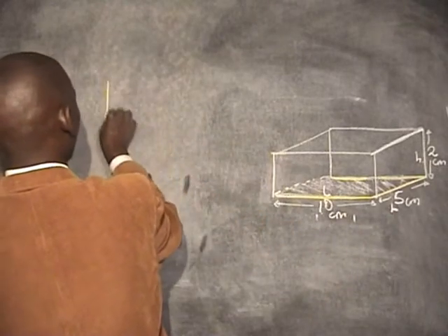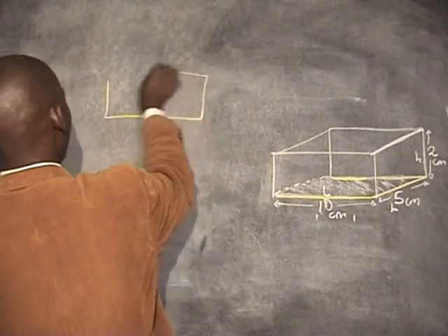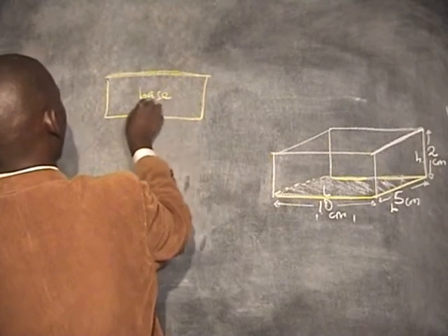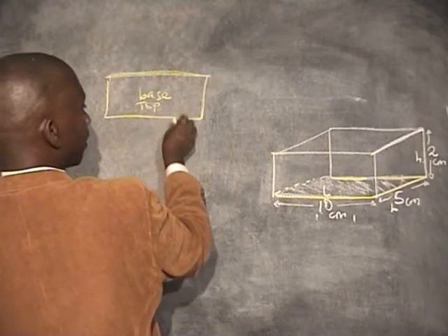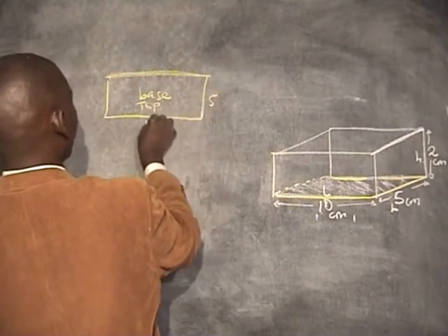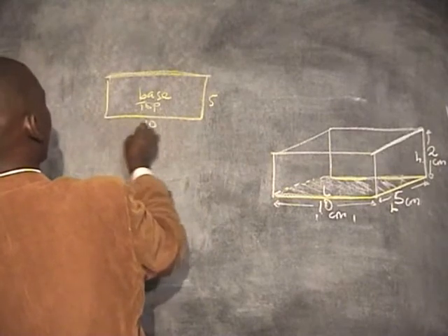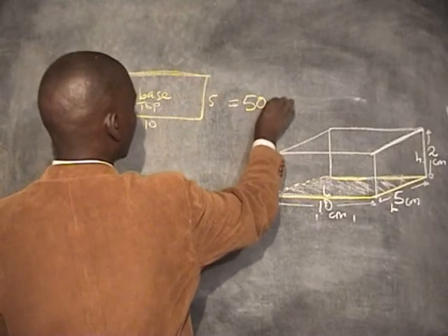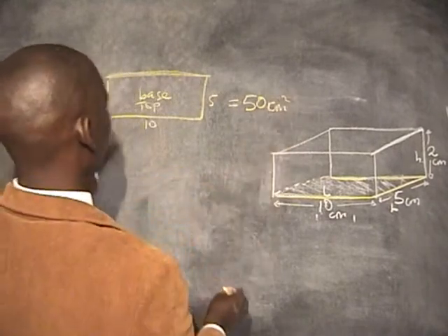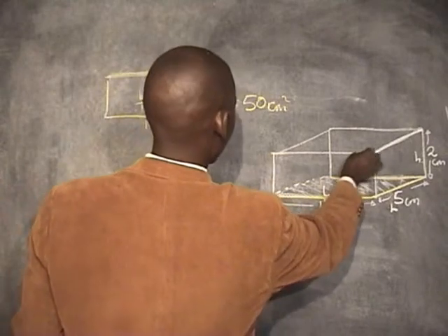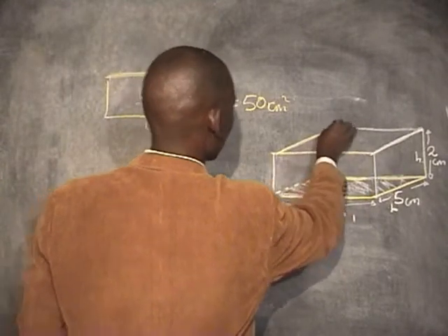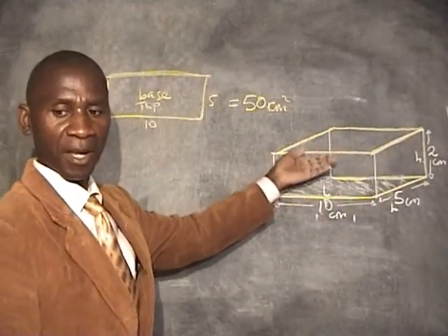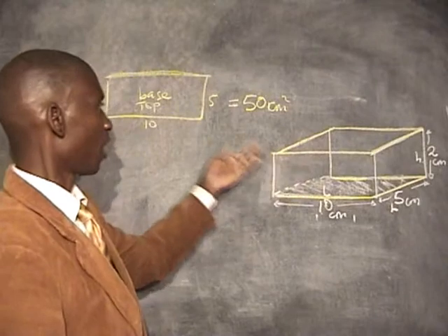So the base, this is the base and the top part. Of what size? This is 5 and 10. The area is L times B, and the area comes to 50 centimeter squared. There are two of them. Then let me show the top part also in yellow, so that from that far you can see the base and the top. These two are equal.